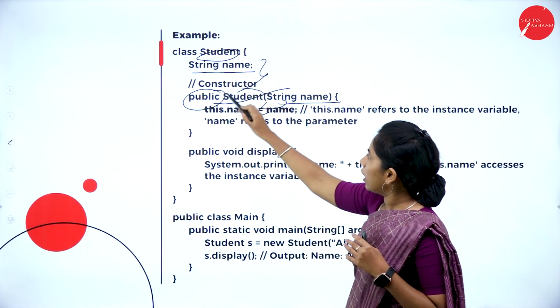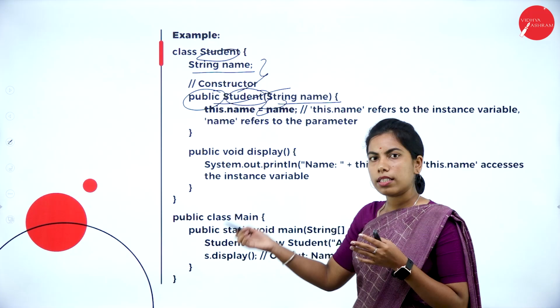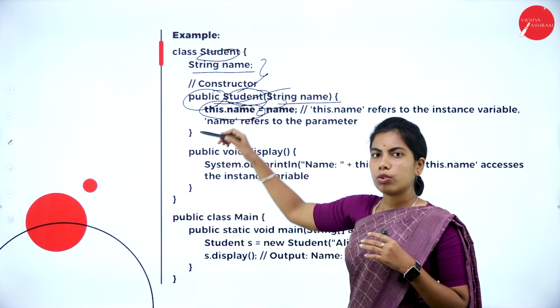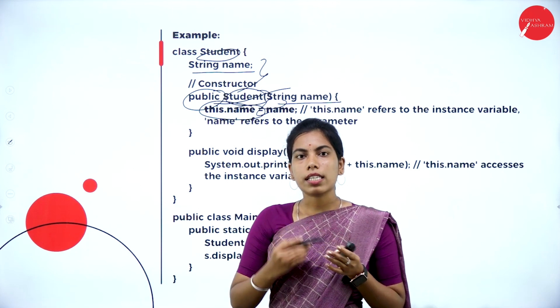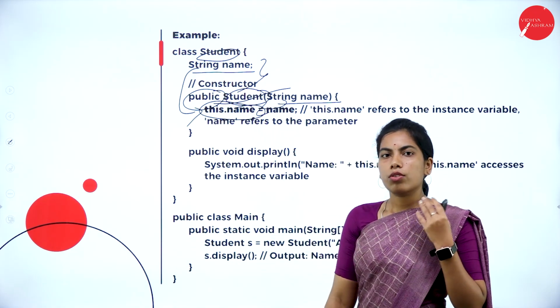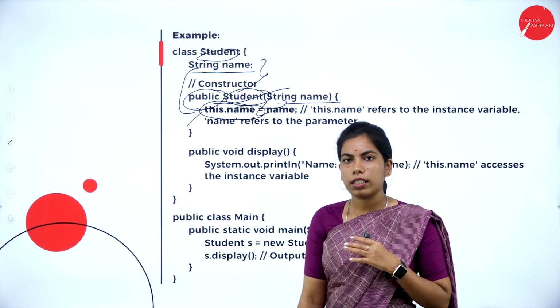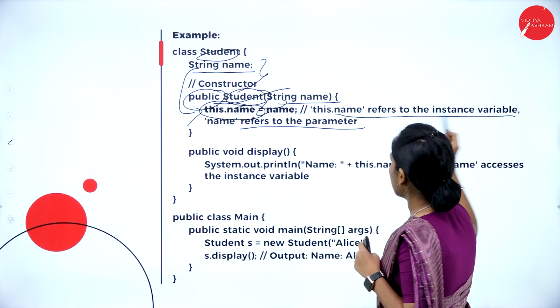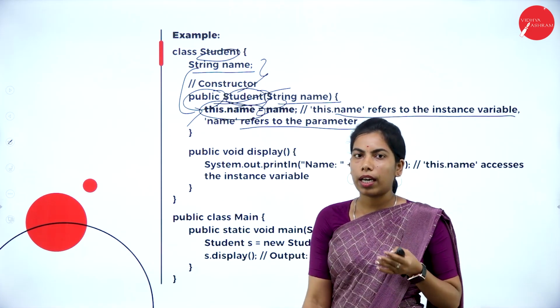But I again declare Student as a constructor. Inside that I again use name. In that case, these two are different, not the same. So that's why I have to differentiate between string name and this name. So that's why I have to assign this.name. This refers to the instance variable and name refers to the parameter.